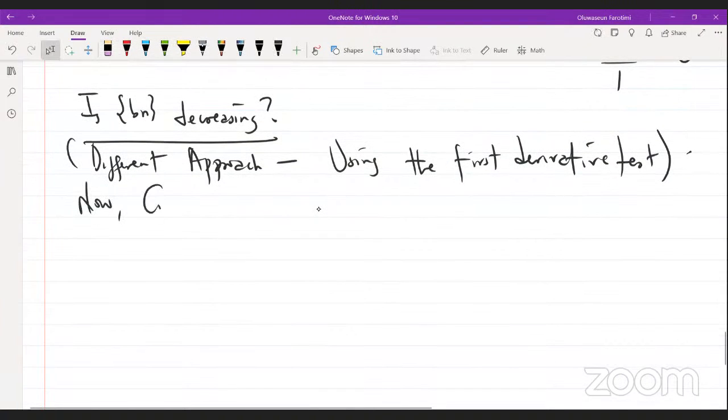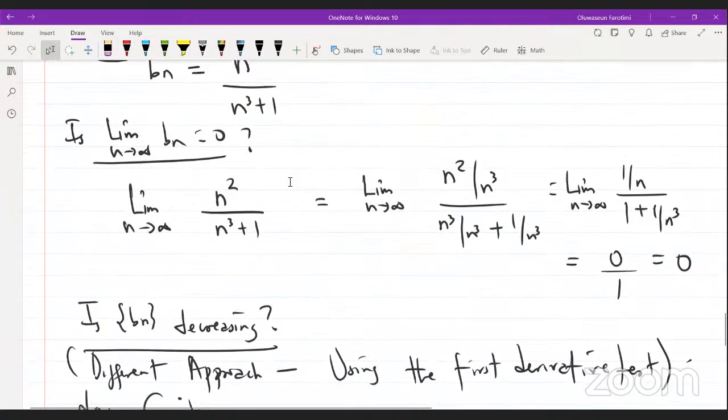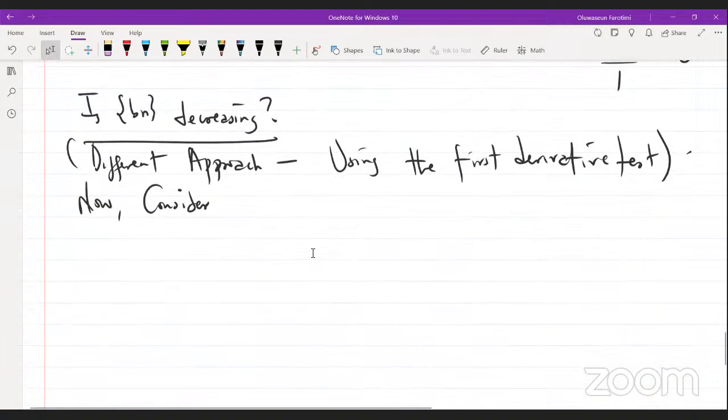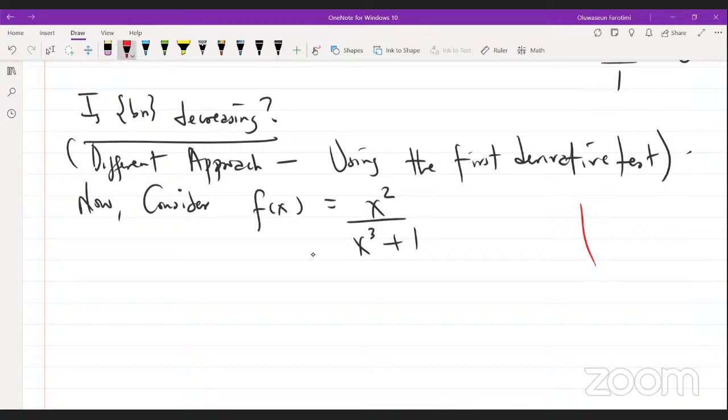We say now consider, instead of your B of n, instead of writing this guy in terms of n, I got to write it in terms of x. Remember, think about integral test. Consider f of x equals x squared divided by x cubed plus 1. At the back of my mind, let me remember that I got to show that this guy is less than 0. This is where I'm driving to.